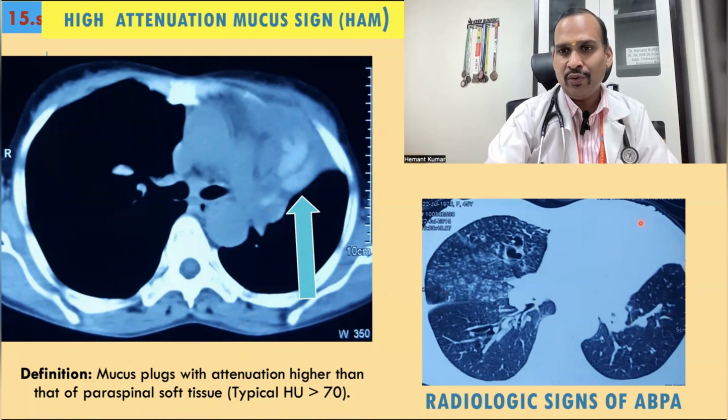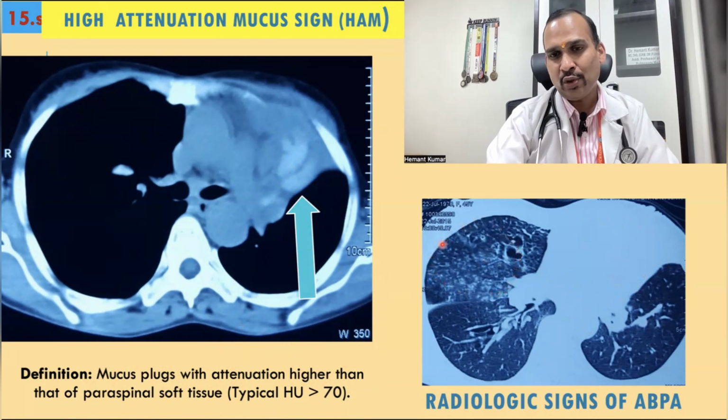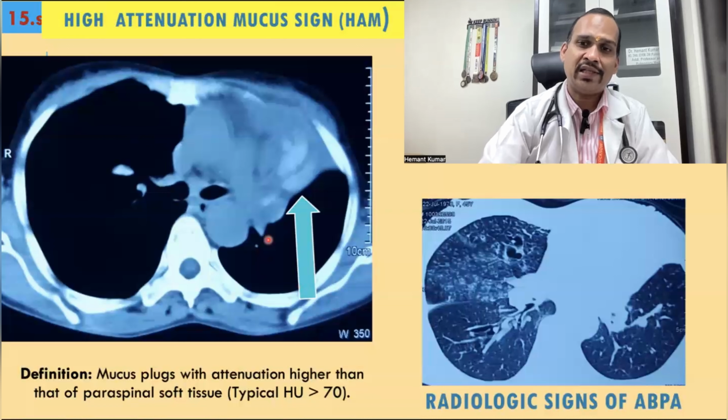In mediastinal window, you can see complete obstruction. And in opposite lung, you can see many nodules with tree in bud appearance. And you can see bronchiectasis also. So this is classical sign of ABPA. So Hem sign is classical sign of ABPA.